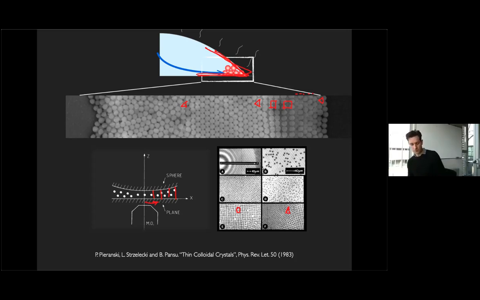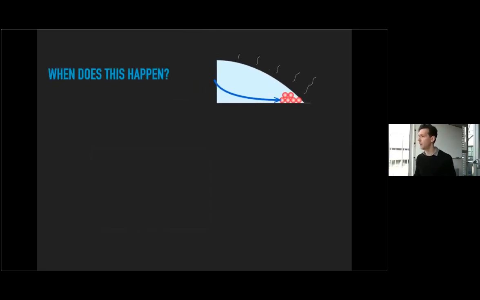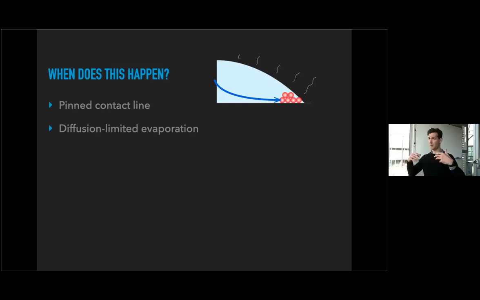So, all right. As I told you, to have this coffee-stain effect, which, as you see, is a three-dimensional type of deposition, the particles are occupying the whole volume of the wedge because the flow goes from the bulk into the contact line. We need a pinned contact line. We need also diffusion-limited evaporation. It will be dominated by convection, or if the evaporation is stronger, then the whole process will be different. And then also important, two conditions that are related.